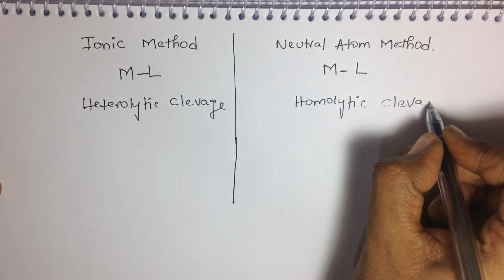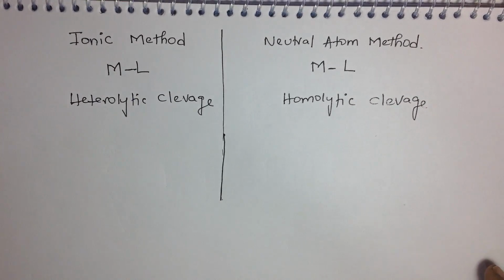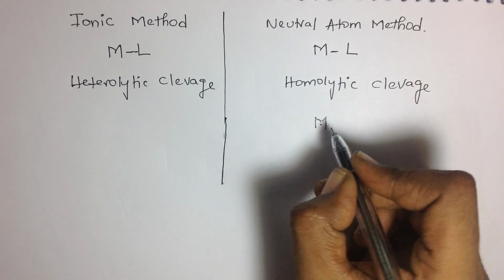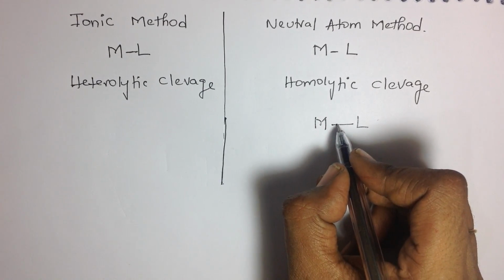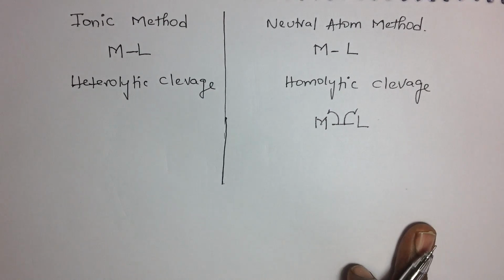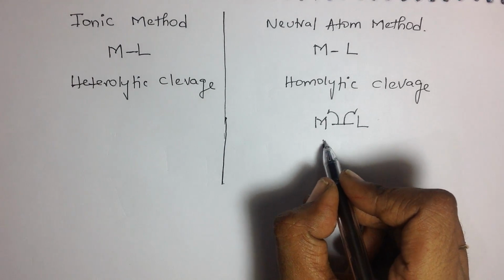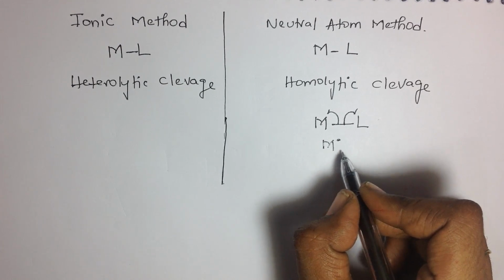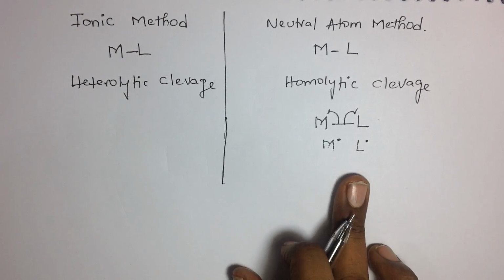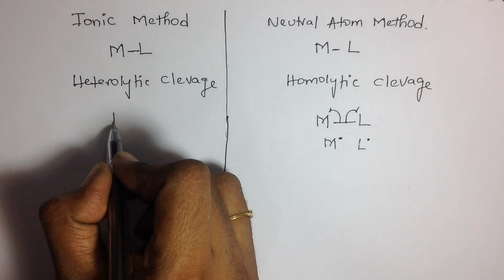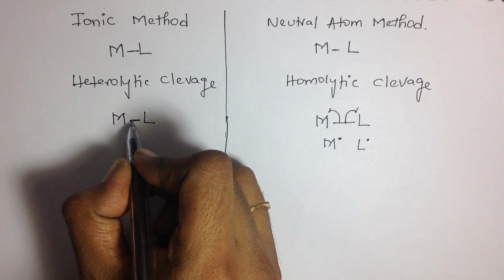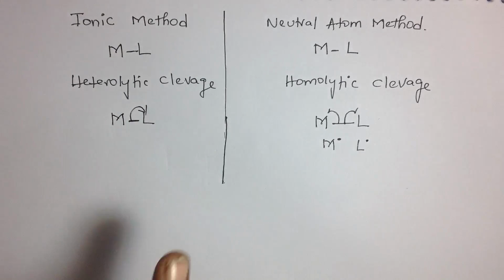What is the difference between homolytic and heterolytic cleavage? In homolytic cleavage, if a metal-ligand bond is present, the cleavage happens in an equal manner. The metal gets one electron and the ligand gets one electron. This is the equal distribution of the electrons. Coming to heterolytic cleavage, the bond is cleaved in such a way that both electrons are oriented towards one direction.